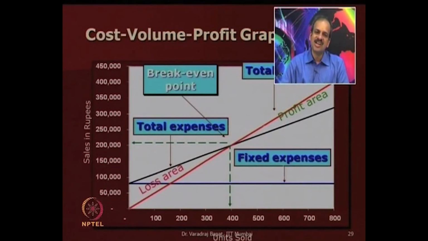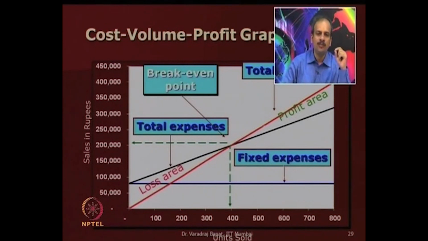This is an interesting chart for you. This is known as the cost volume profit graph. You can see the red line going from down to up. This is the total sale line. As the units are rising in the horizontal plane, the sales are rising in a linear fashion.